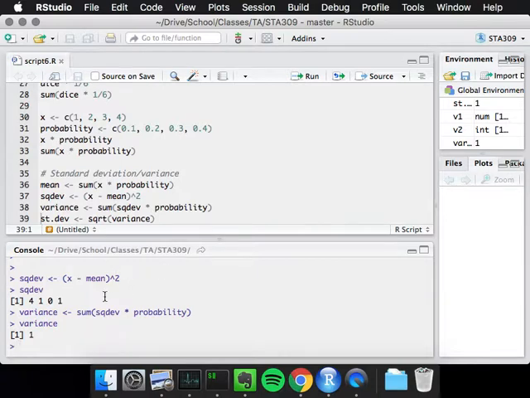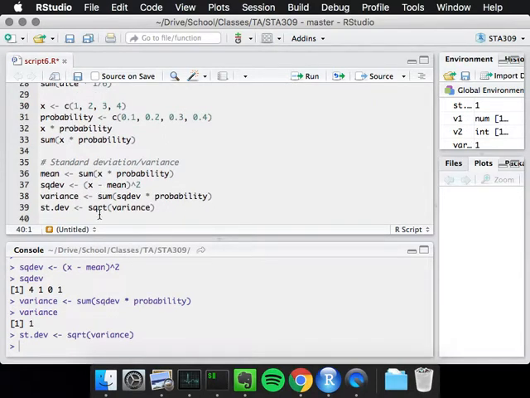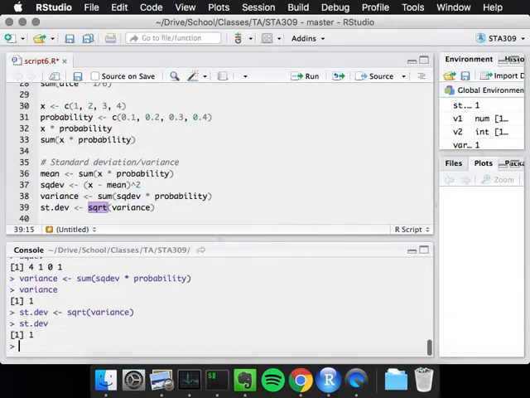Usually it's not a nice number. It's something like 0.345 or something. But in this case, it is a very easy number to remember. And the standard deviation is just the square root of the variance. You just write square root of whatever you're interested in. So that should be 1, the square root of 1 is 1.